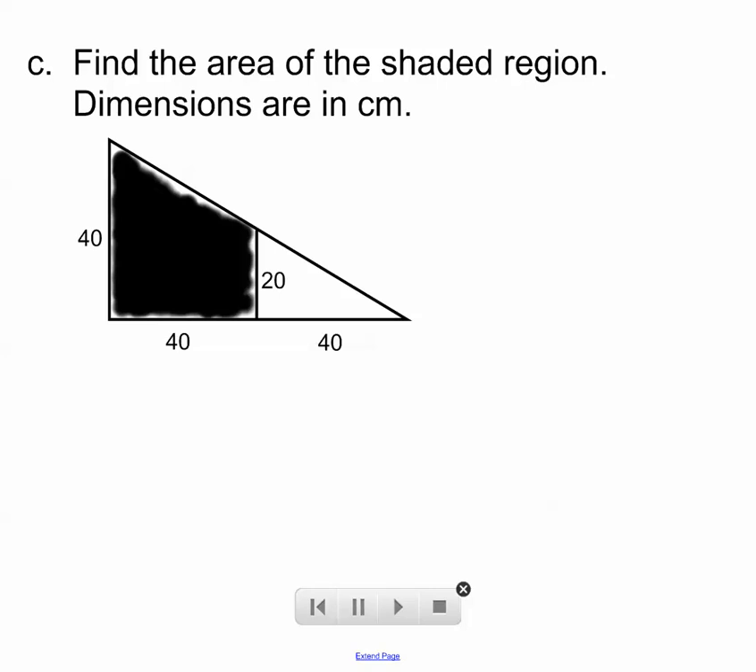This one's a little different. Find the area of the shaded region. So let's look at this a little bit differently. I'm looking at this as a full triangle that's getting a triangle chopped off of it. So let's find the area of that big triangle first.